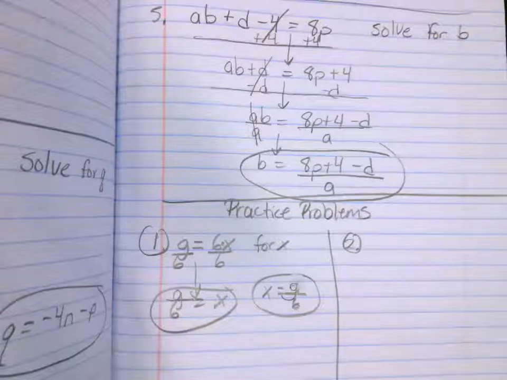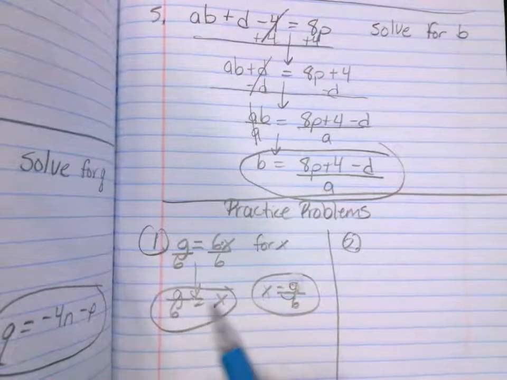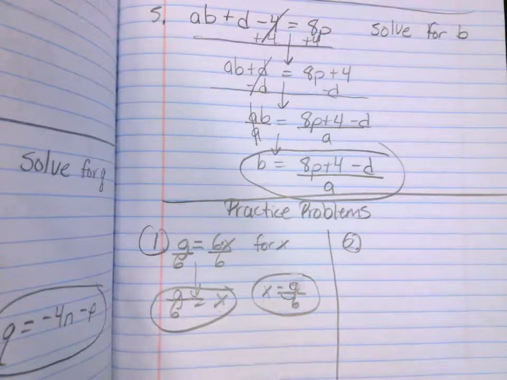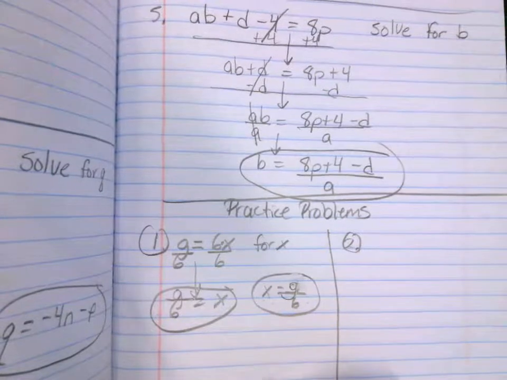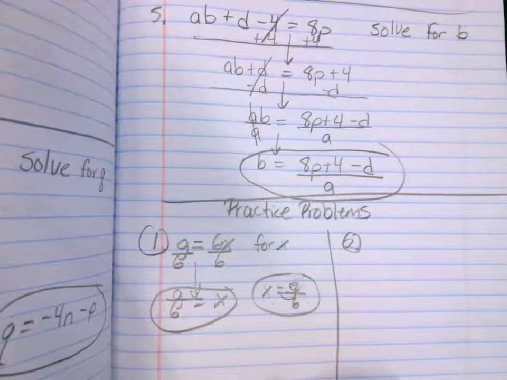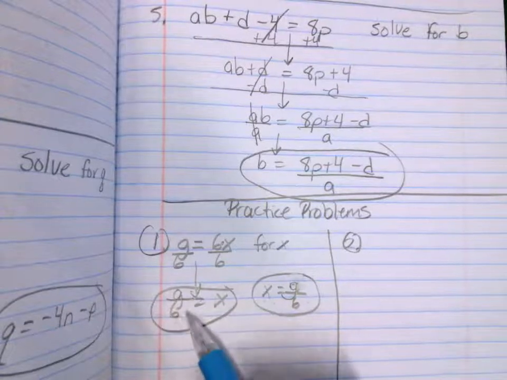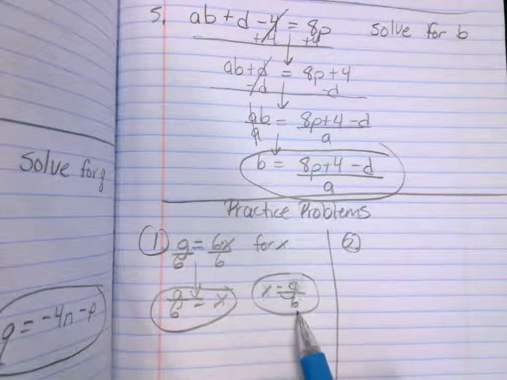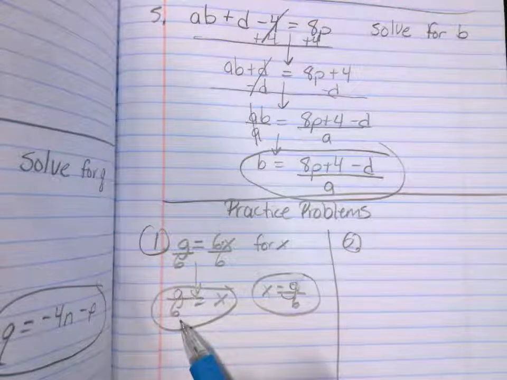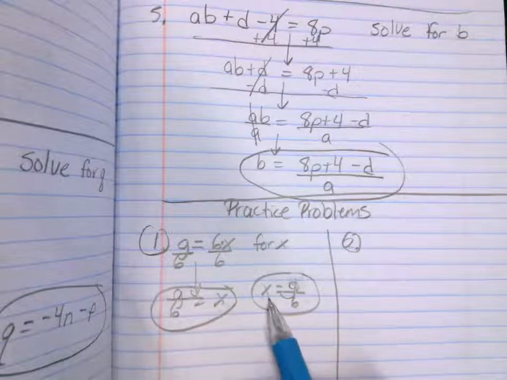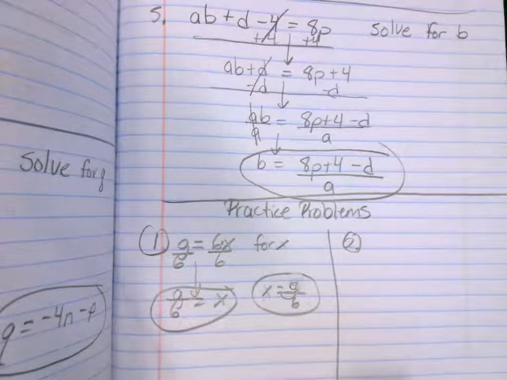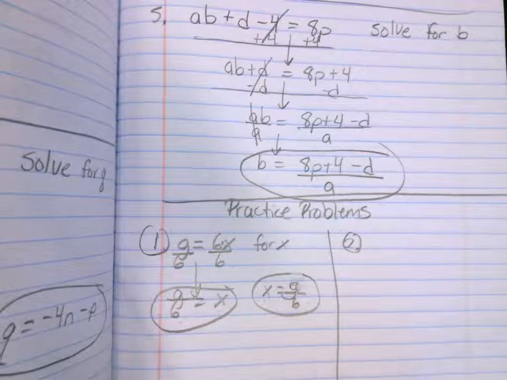I couldn't hear. The only thing I heard was what is x equal to. It's the same as this, backwards. You couldn't hear him? Did you understand? It's the same thing as this right here, just backwards. This is g over 6. X is on this side, and now x is on this side. It's the same thing. Was that what you were saying? Okay.